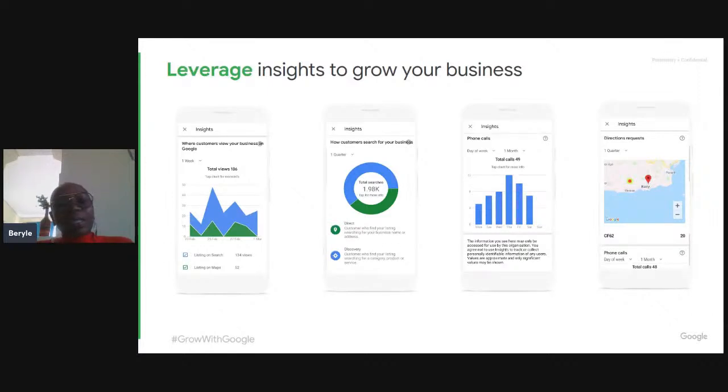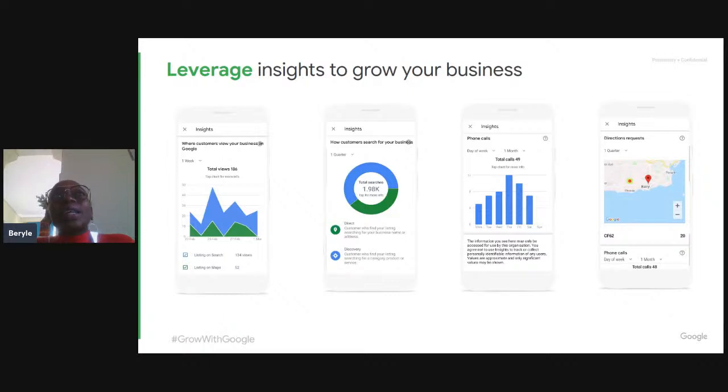So we've talked about the direct insight, discovery insight, and then there's the branded insights. Branded insights give you insights on the number of people who searched for your brand or brand related. So these are people who've made searches related to your brand or another brand that is related.